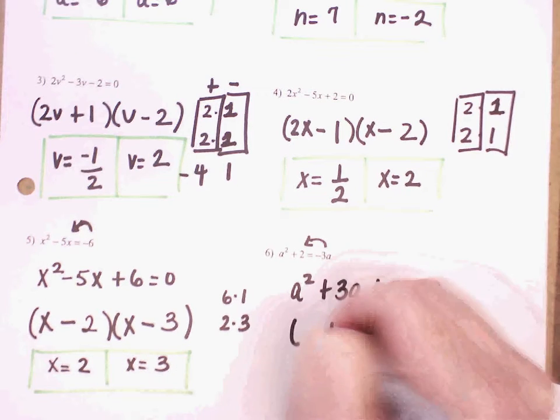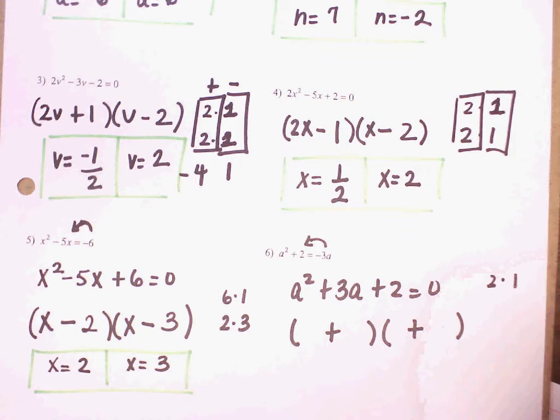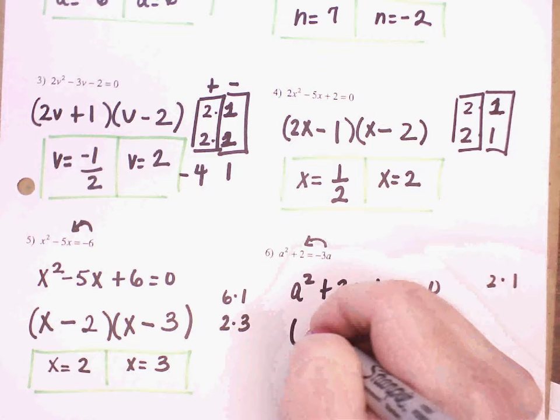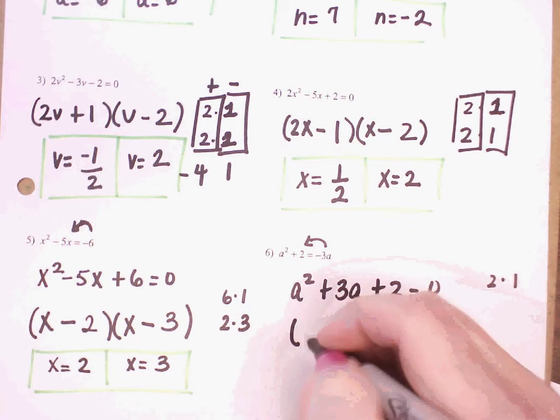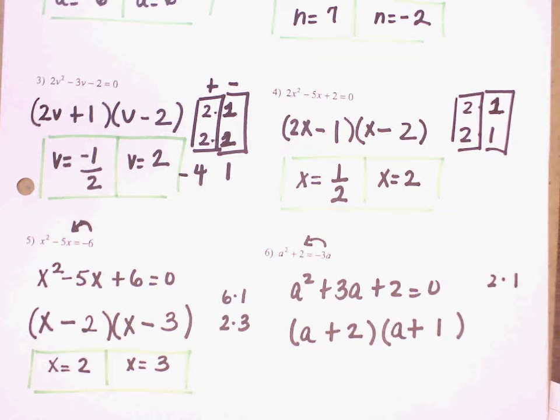Good try, Virginia. Plus plus is what? Plus plus. Very good. So it needs to multiply to 2, which is just 2 and 1. It needs to add up to 3. There's no brainer over here. So what are they? A plus 2 and a plus 1.